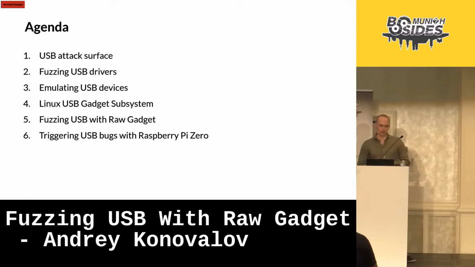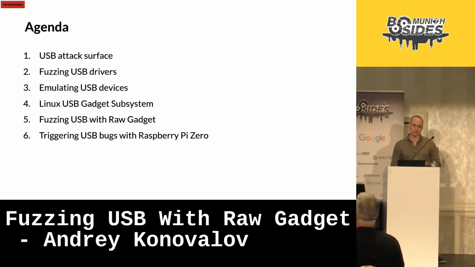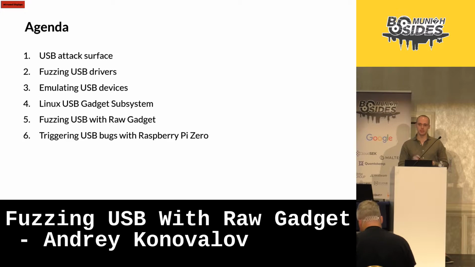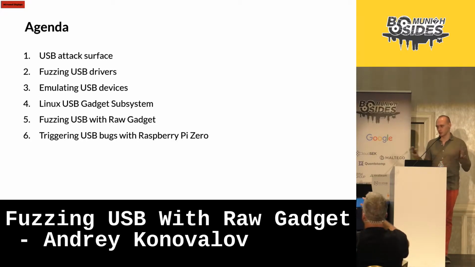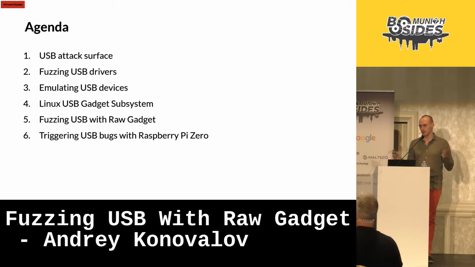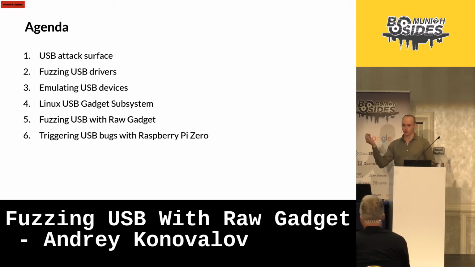Then I'm going to explain what fuzzing is, and we're going to look into how to apply fuzzing to USB. After that, we're going to check out a few ways to emulate USB devices, but the way that I'm going to focus on is based on the Linux USB Gadget subsystem. And the main topic of the talk is I'm going to show you how I used a new kernel module that I developed called raw Gadget to fuzz USB drivers within a virtual machine without any external dependencies. So it can be used in any type of virtual machine, and it does not require any additional hardware. And finally, we're going to look at how to trigger USB bugs with Raspberry Pi Zero, and I actually have a Raspberry Pi Zero right here, and hopefully we're going to get to the demo where I'll show you how to trigger one of the bugs that I managed to find.